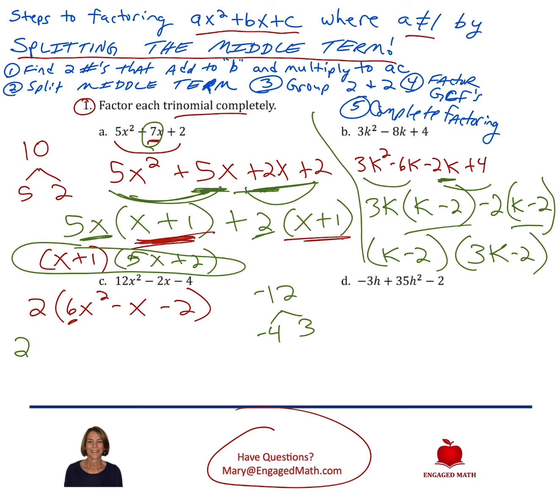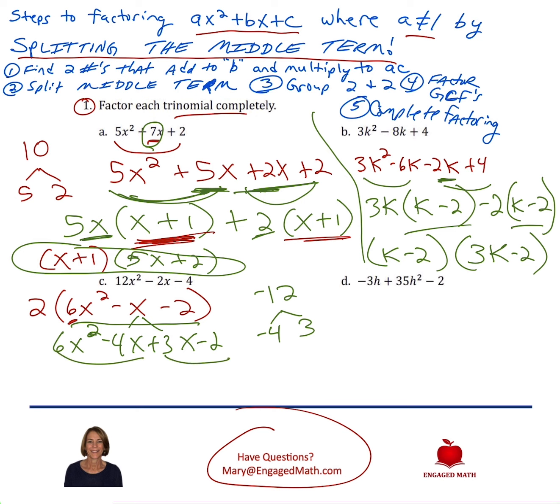I'm going to keep rewriting that 2. In fact, actually, let's leave that 2. We'll remember to put it in at the very end, but just to show you, we're only factoring this part right now. I just don't want that to be confusing. So now I'm going to say we have 6x squared minus 4x plus 3x minus 2. So I have split the middle term. The negative x got split into negative 4x and plus 3x.